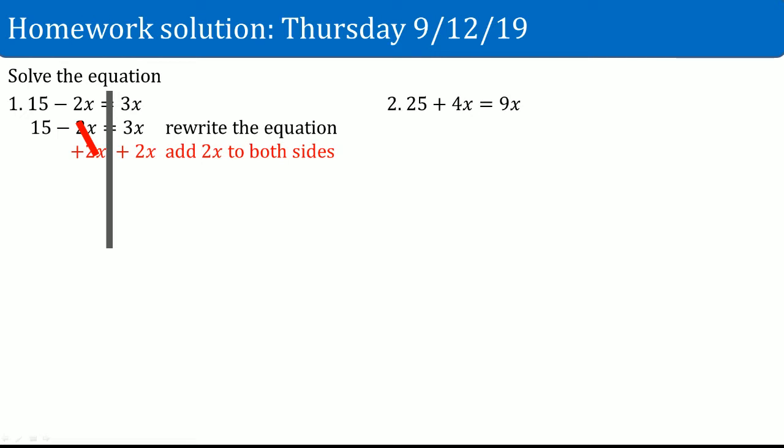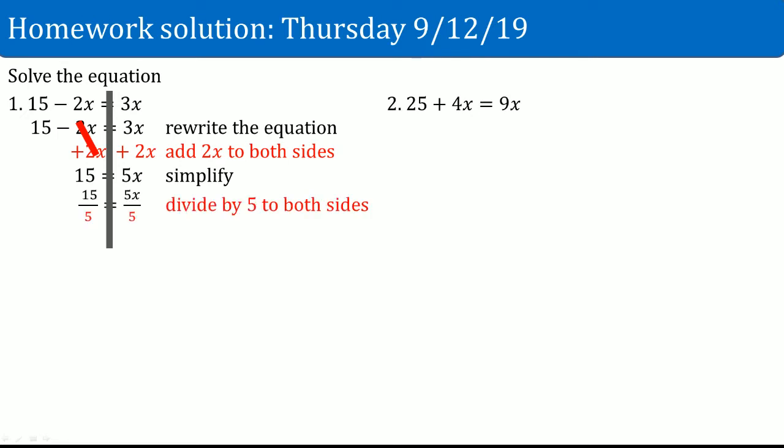What do I have left over on the left hand side? 15. What about the right hand side? 2x plus 3x is 5x. Now it looks like a Monday's problem, a one step. 15 equals 5x. Right now, what is attached to the x is 5 times x. So what is the inverse or the opposite of multiply by 5? It is divide by 5. So I'm going to divide by 5 to both sides.